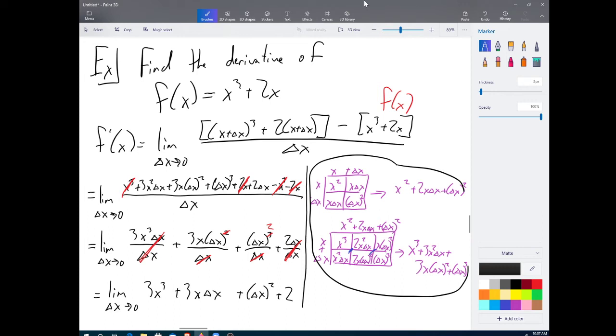And then once you get to the point where you can legally plug in delta x equals 0 without having any undefined items, do it. Have those pieces cancel, they go away.